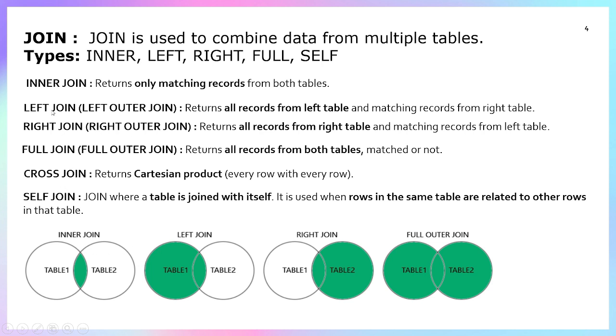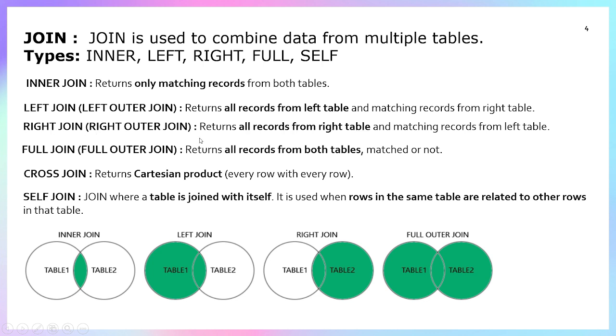Now outer join. Outer join is mainly of three types: the left outer join, the right outer join, and the full outer join. Left outer join returns all the records of the left table and the matching records from the right table. Means all the records of the left table as well as the records which are matching or common, we will get those as well. This is the green color. You can see these records you will get on the left side.